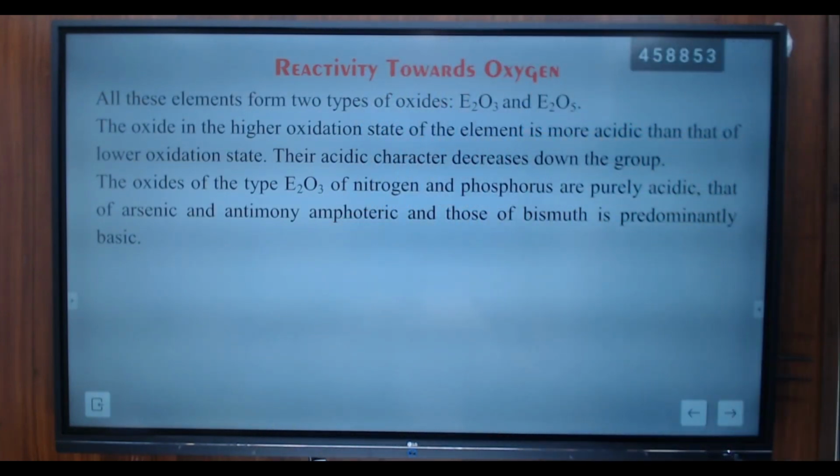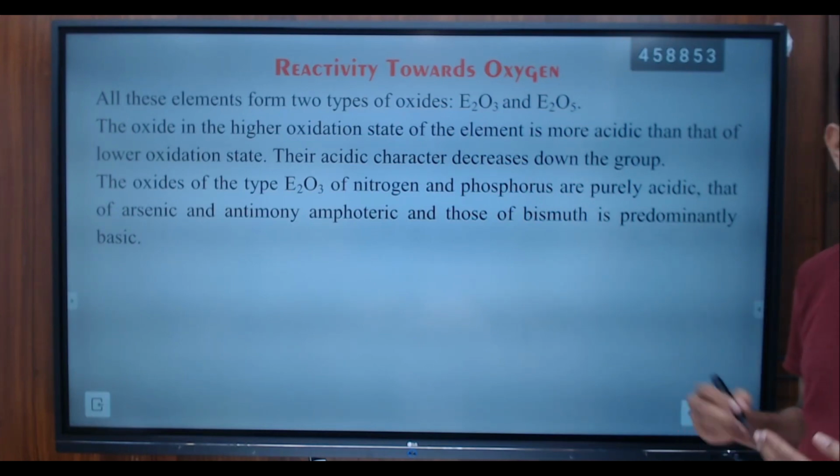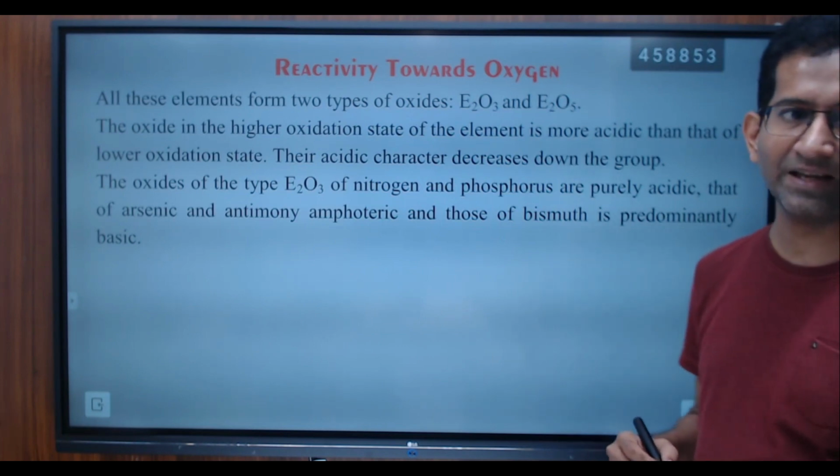All these elements form 2 types of oxide, E2O3 and E2O5. The oxide in the higher oxidation state of the element is more acidic than that of the lower oxidation state. Their acidic character decreases down the group. The oxides of the type E2O3 of nitrogen and phosphorus are purely acidic. Arsenic and antimony are amphoteric, and that of bismuth is predominantly basic. Why? Because bismuth is metallic in nature.